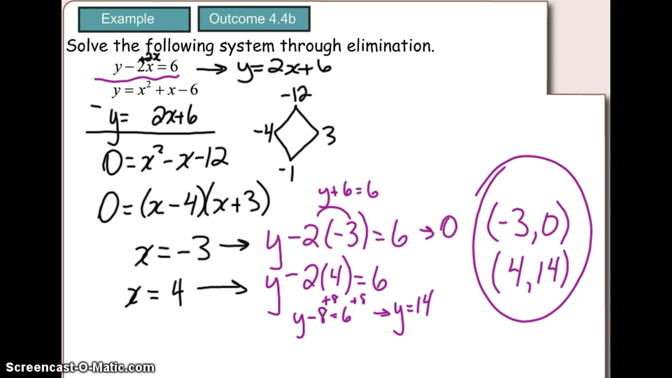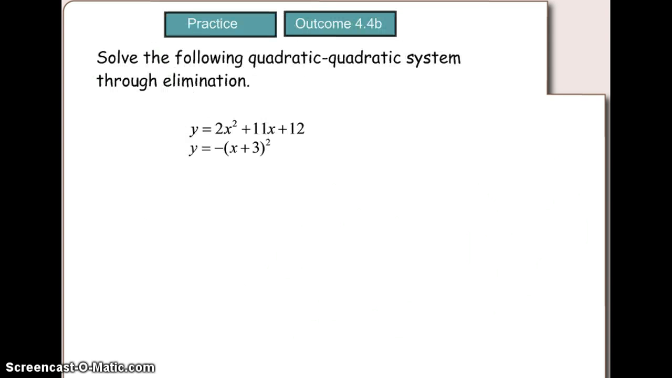There is one more example in your notes. It looks like such. Now, this is one of the questions that we're going to take up in class tomorrow because it's a little bit more challenging. If you want to try it on your own, though, that's not a bad idea.